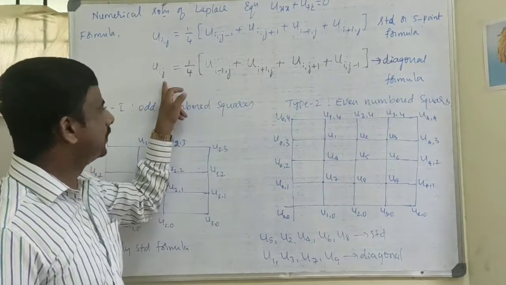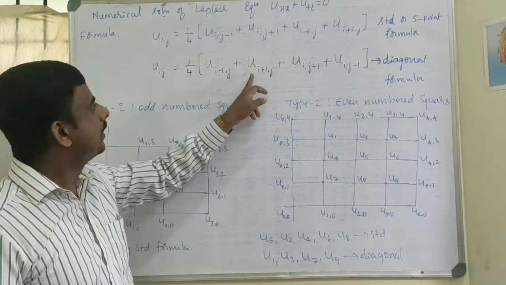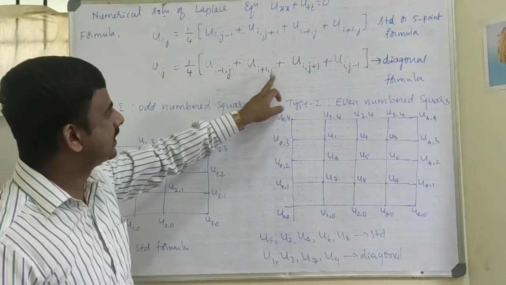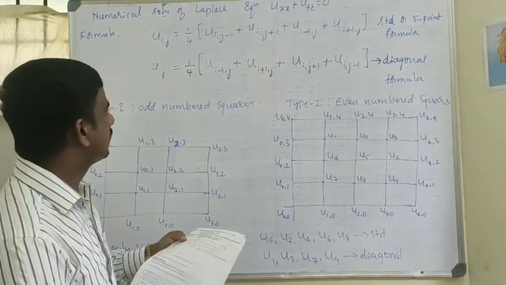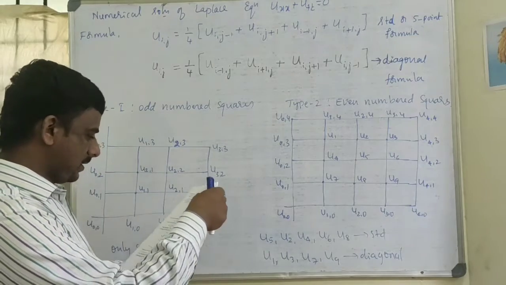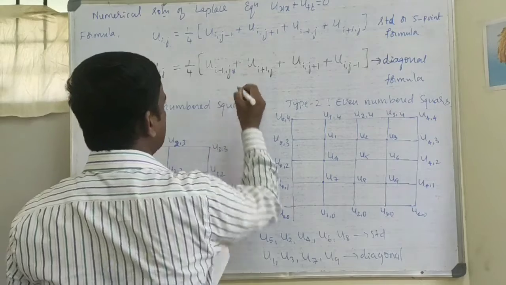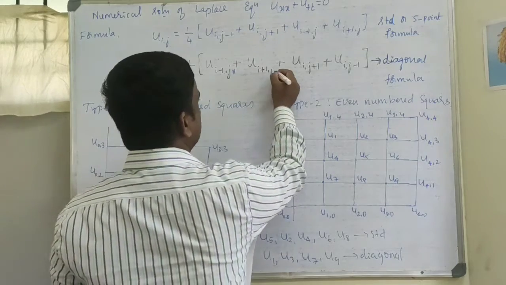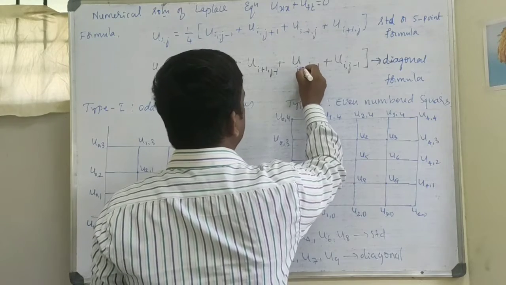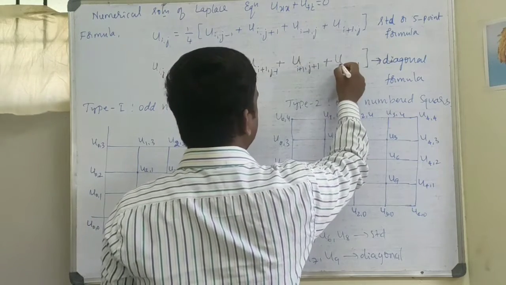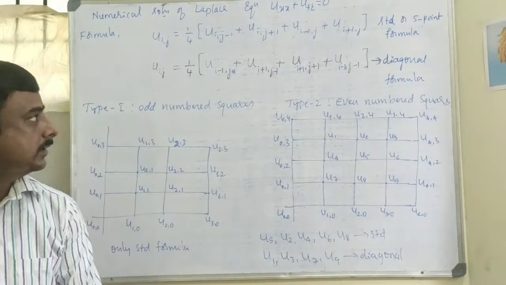And the next one: u(i,j) = 1/4 [u(i-1,j+1) + u(i+1,j-1) + u(i+1,j+1) + u(i-1,j-1)]. So this is called the diagonal formula.